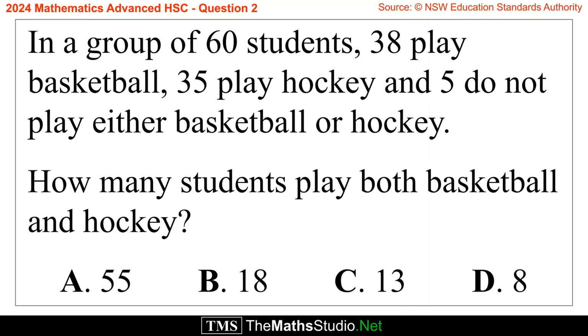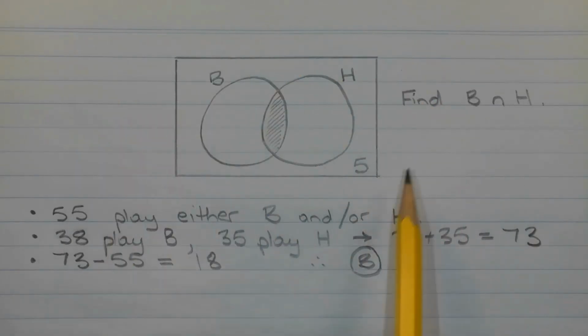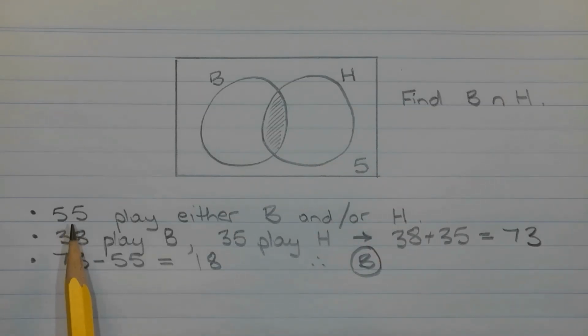Question 2. In a group of 60 students, 38 play basketball, 35 play hockey, and 5 do not play either basketball or hockey. How many students play both basketball and hockey? I've sketched a Venn diagram for visualization. We know that there are 60 students in total, and 5 do not play a sport. So 60 minus 5 leaves us 55 students that play either basketball and or hockey.